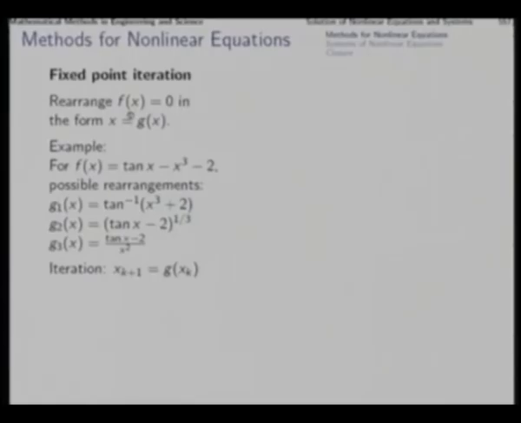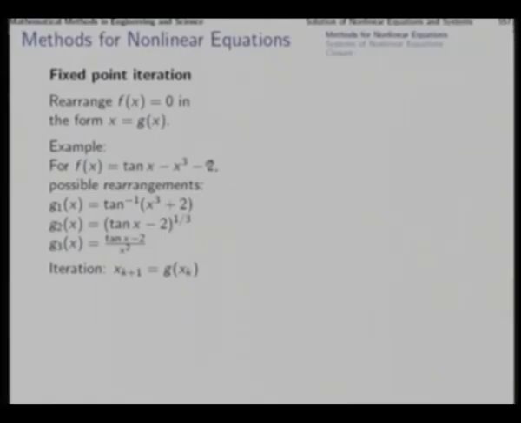There are several ways of doing it. One possibility is to take these two on the other side of the equation, x cube plus 2, and then say x is tan inverse of that. The other possibility is to take x cube only on the other side, and then on this side you have tan x minus 2, and then the cube root of that will be x, or dividing tan x minus 2 by x square, you get another expression for x. So, all three of these are candidates for suitable g x that you can frame out of this equation and try to iterate.